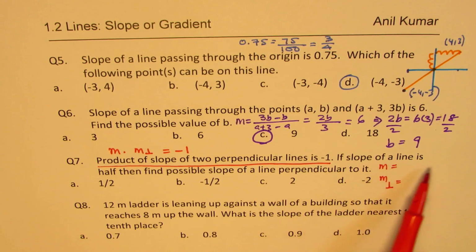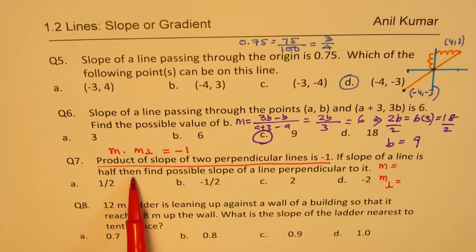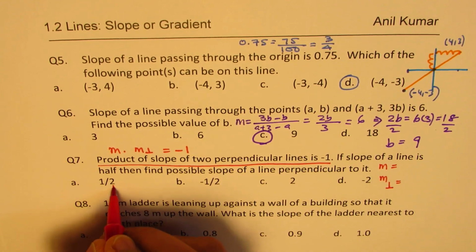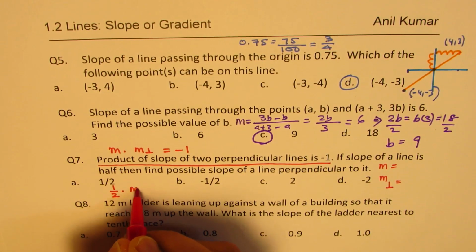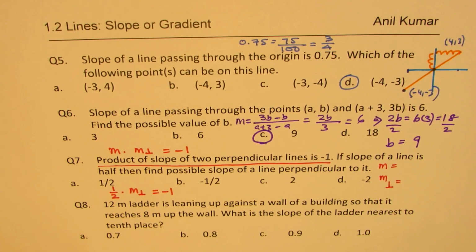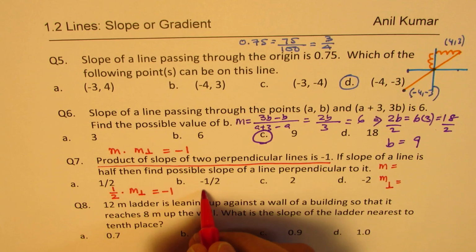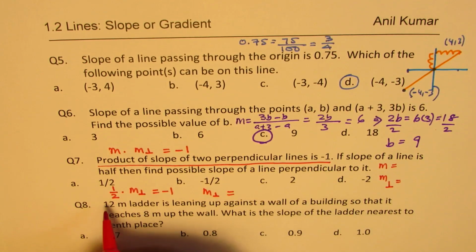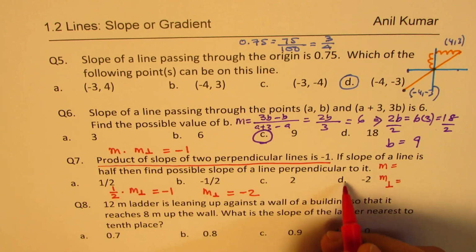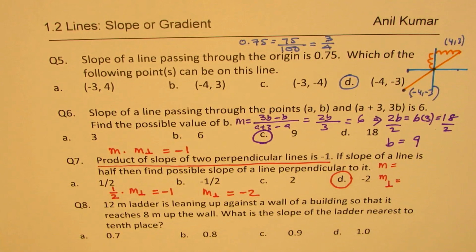If slope of a line is half, then find slope of the line perpendicular to it. So we are saying one of the slopes is half, and you find the slope of the perpendicular line when you know their product is -1. From this equation, the perpendicular line should have a slope of -2. Just cross multiply. So we get option D as the right option. Perfect. So that is how we are going to solve it. Now, question number 8.